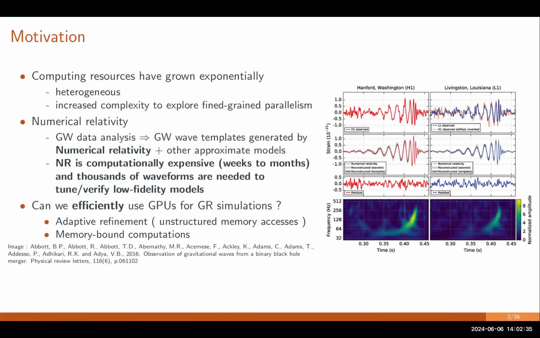There are two main challenges if you are familiar with GPUs. Normally GPUs are good at data-level parallel tasks, so single instruction, multiple data. But there are two main challenges to using GPUs for GR simulations. One is we have adaptive refinement, and this can trigger unstructured memory accesses, which are not the most suitable memory accesses for GPUs. And also, these are going to be memory-bound computations.